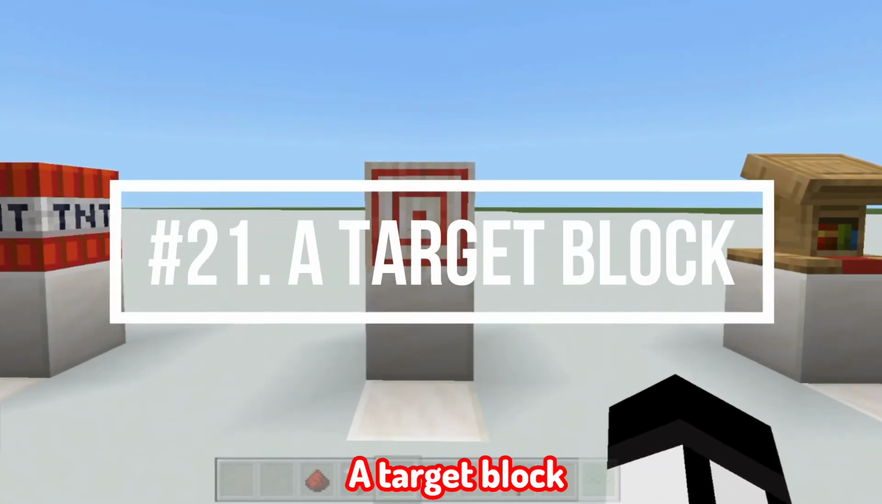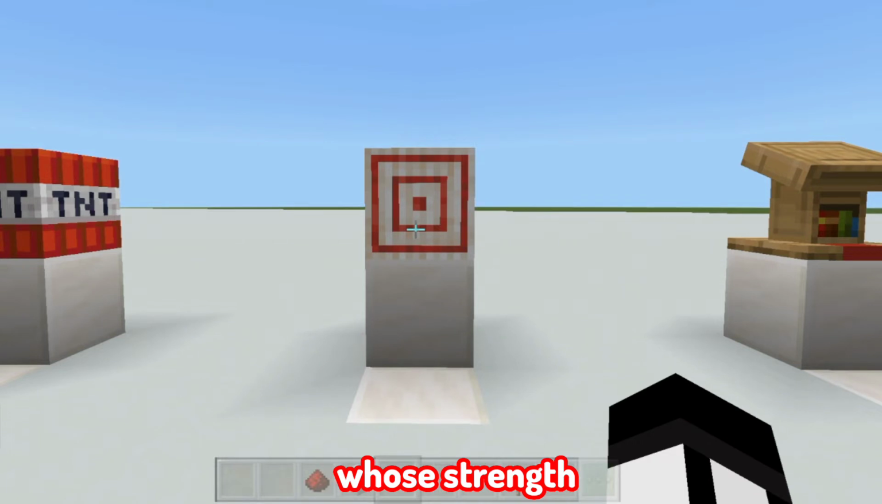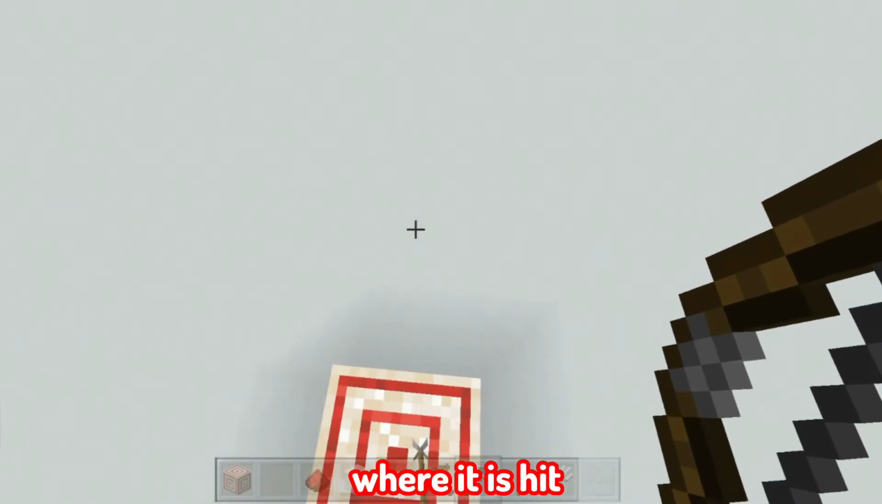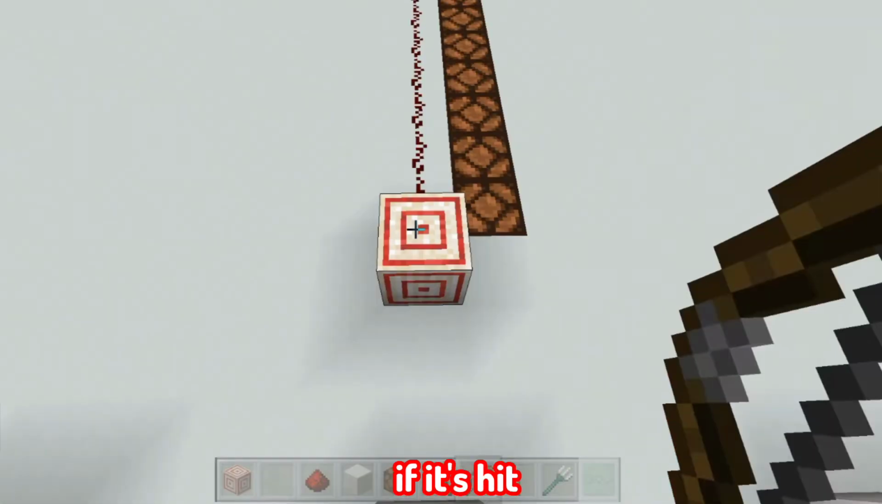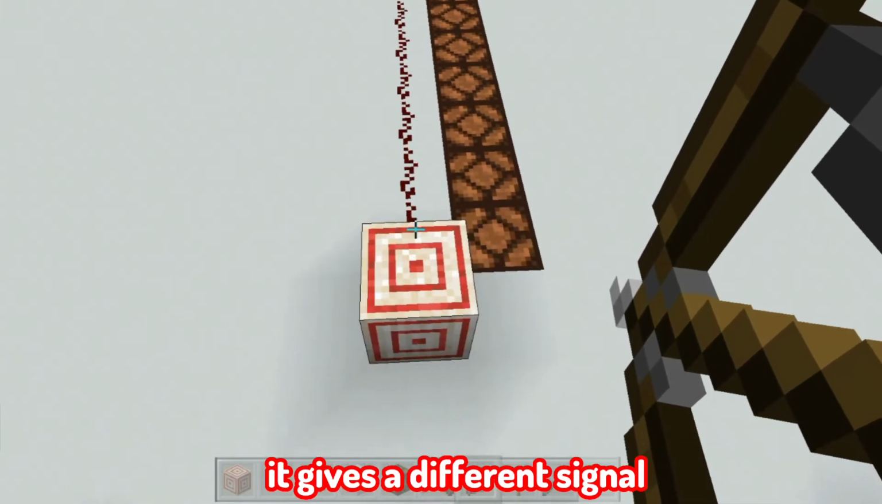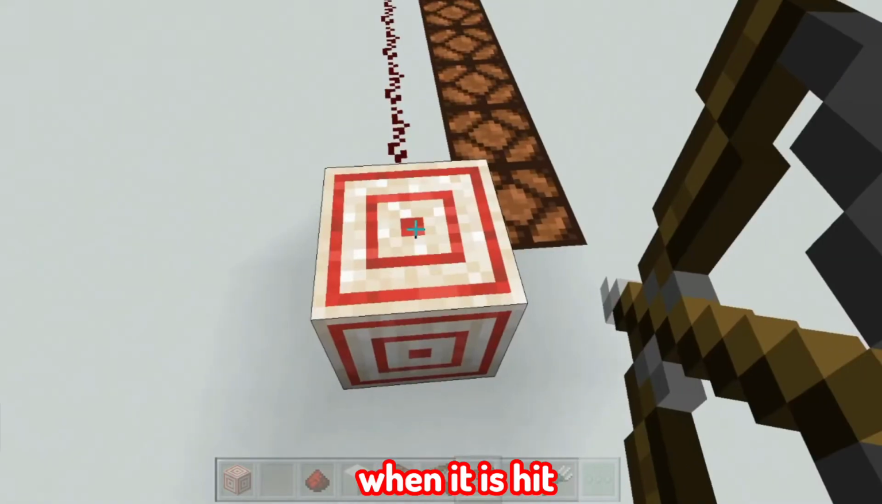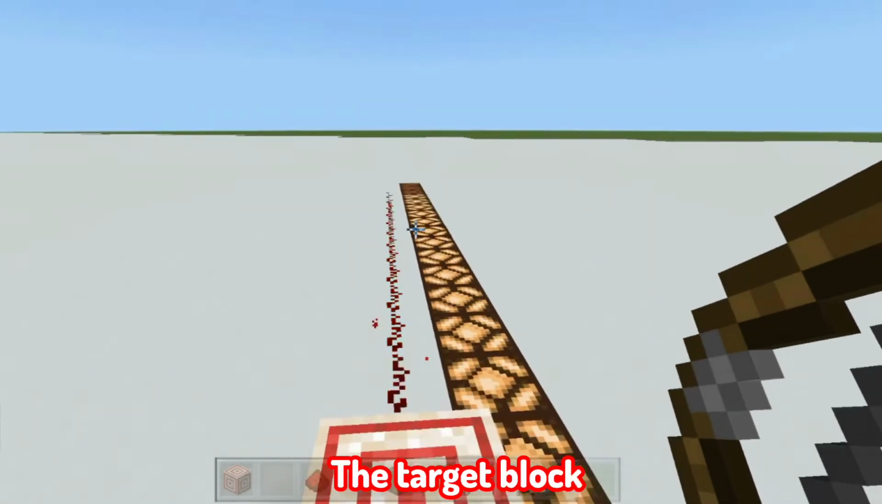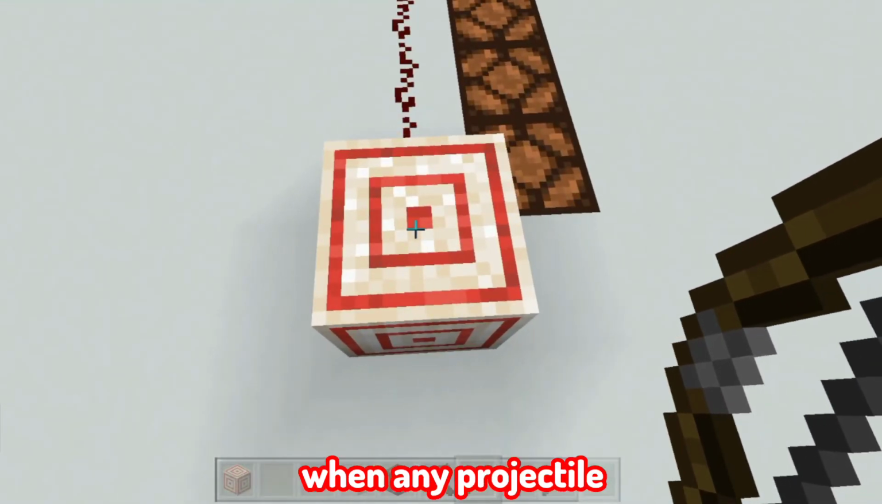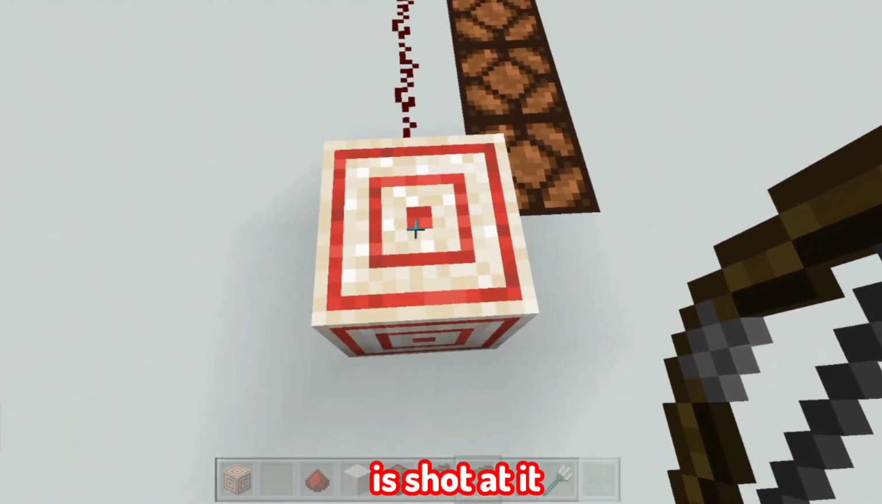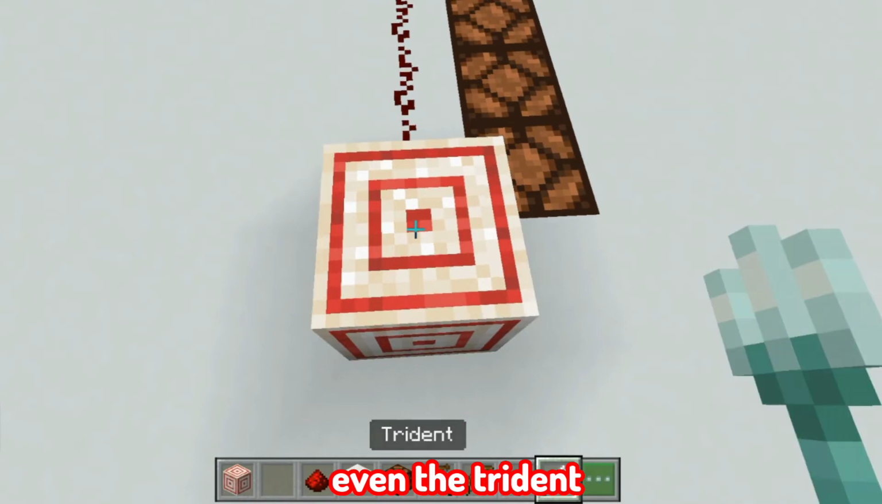A target block emits a redstone signal whose strength is dependent on where it is hit. For example, if it's hit on the edge, it gives a different signal strength from when it is hit dead on. The target block is activated when any projectile is shot at it, even the trident.